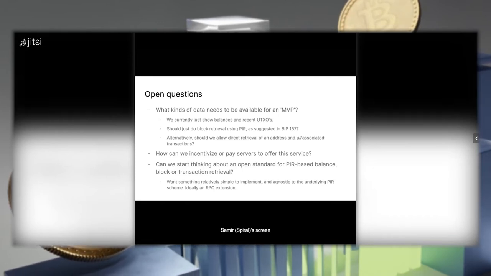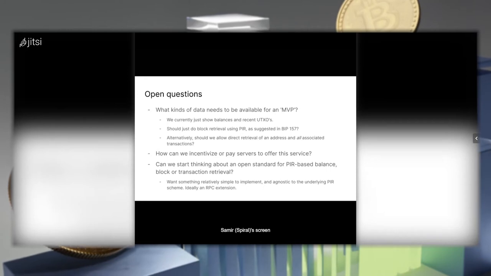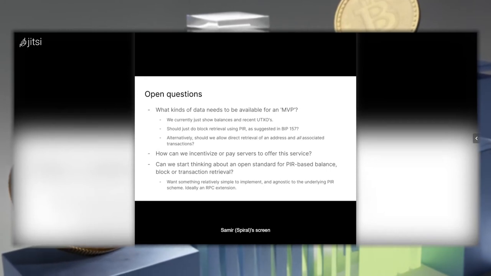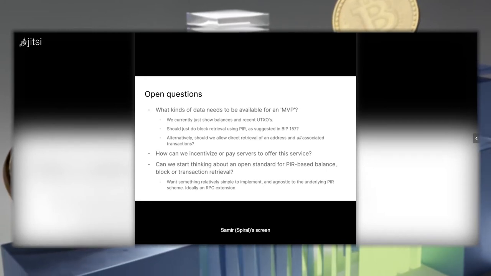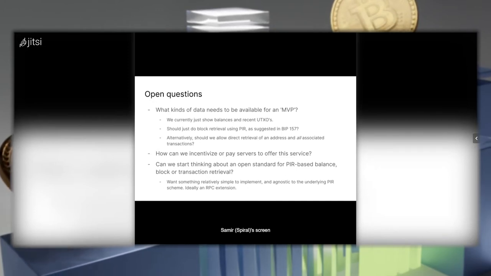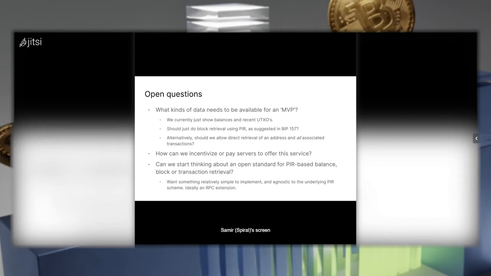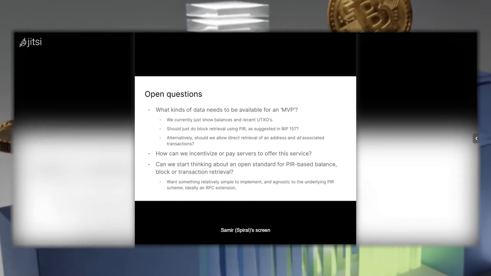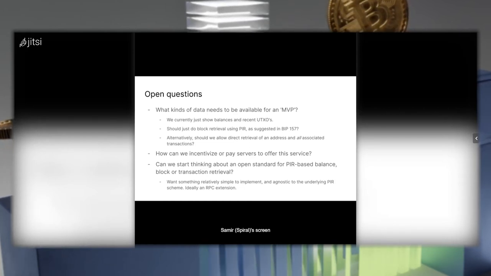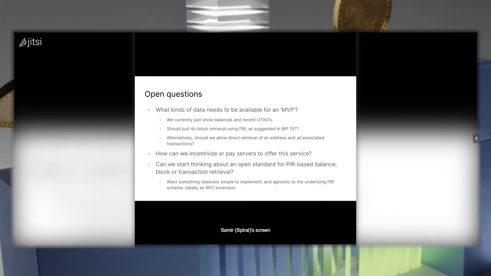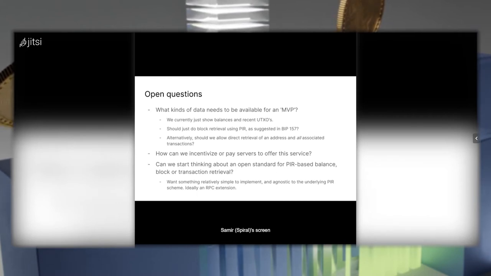Sure. So today what we do is we take the UTXO set and we summarize it. So today we take the UTXO set, and for every address, we take the top 5 UTXOs if there are up to 5. And we also compute its balance. And that's the data we do today. If you wanted to say query the entire UTXO set, that would be slightly bigger than what I outlined, but not that much bigger.